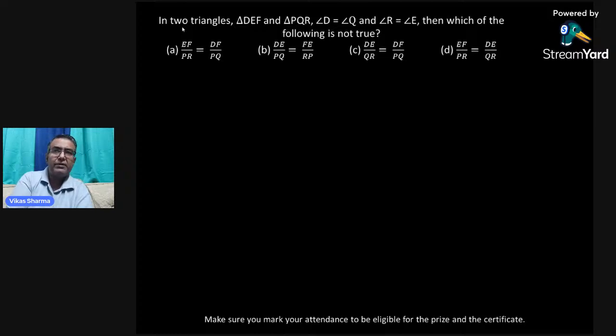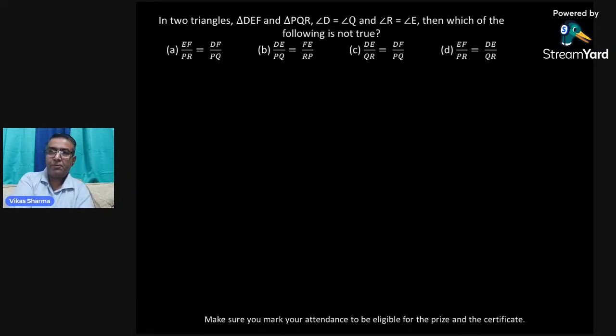Draw 2 triangles and mark them DEF and PQR. Mark which angles are equal. Find out the similarity between those 2 triangles, and then when the triangles are similar, which conditions hold true, write those down, and the one which is remaining out of these 4 options is obviously the one which is not true.